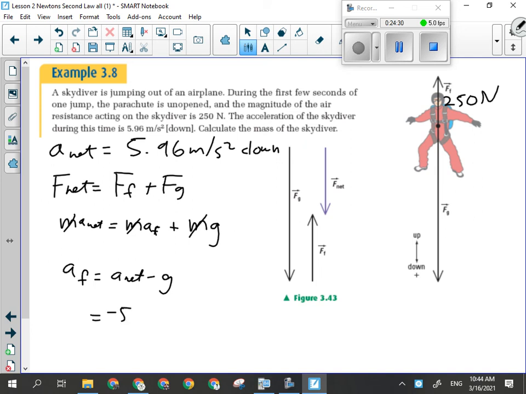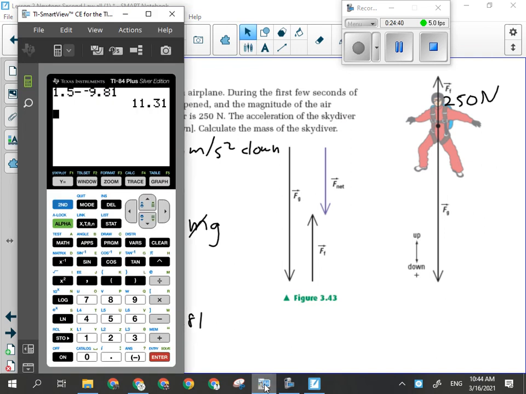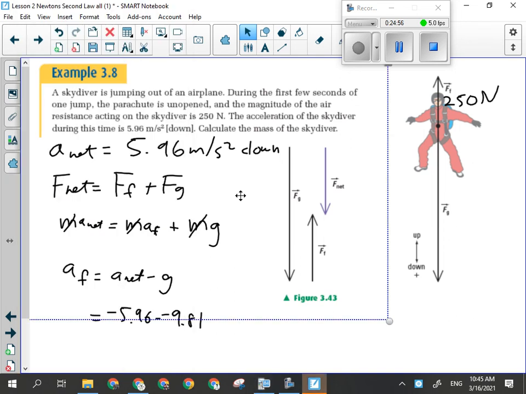Negative 5.96 minus negative 9.81. They're both down, and I'm subtracting them. So that's going to give me the acceleration that that force of friction of 250 newtons is producing. So negative 5.96 minus negative 9.81. All right, so friction is producing an acceleration of 3.85 meters per second squared up.